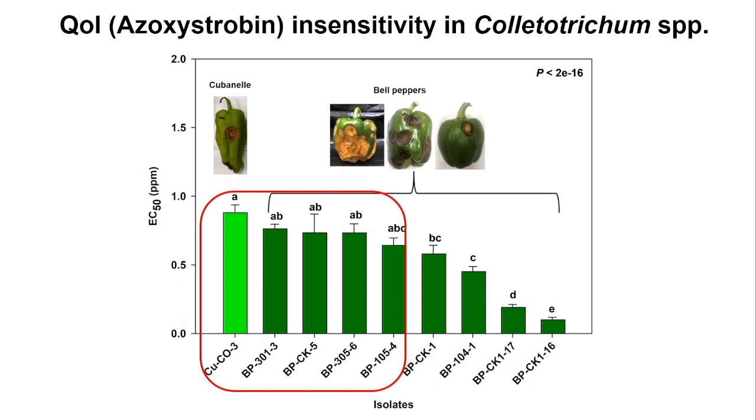Okay, this is the gist of all the functional sensitivity assay. You can see this block of those isolates from Cubanel and Bell papers. They do have high EC50 values, indicating they will be less sensitive to azoxystrobin. But we do have some isolates with the lowest EC50 values. In this scenario, azoxystrobin may work.